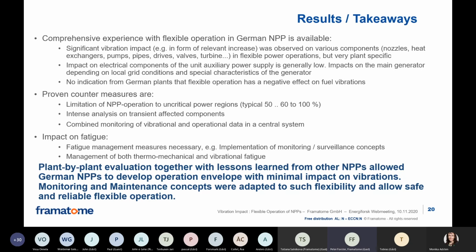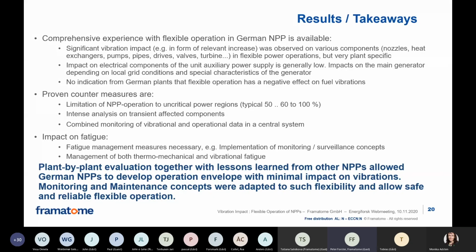So we saw in the interviews of these, as I said, more than 12 plants, a comprehensive experience with flexible operation in Germany. Significant vibration impacts were observed on various components like nozzles, heat exchangers, pump drives, valves, turbines, and so on in flexible operation, but they are plant specific. Impact on electrical components of the auxiliary system was low, but impact on the main generator, depending on local grid conditions, can be quite high.